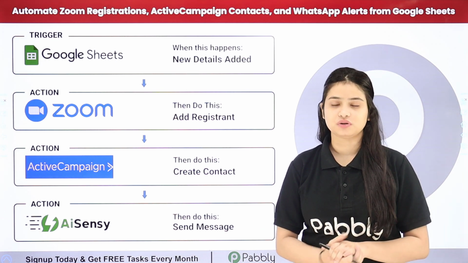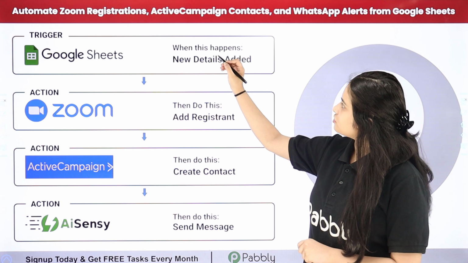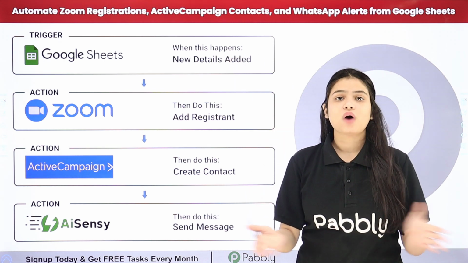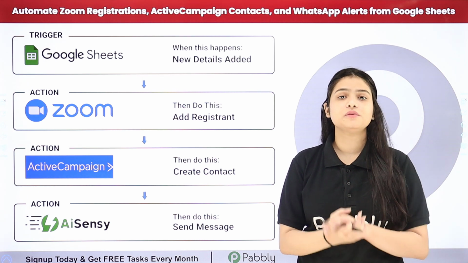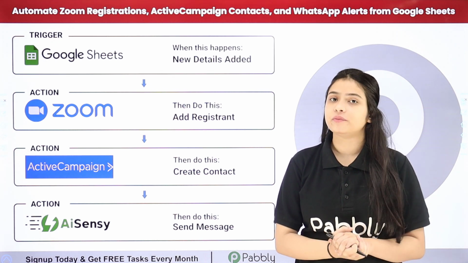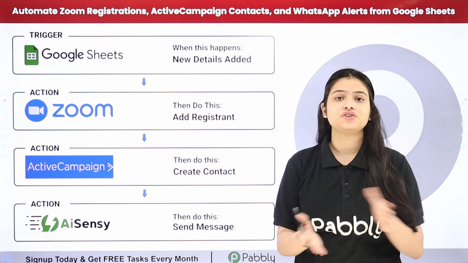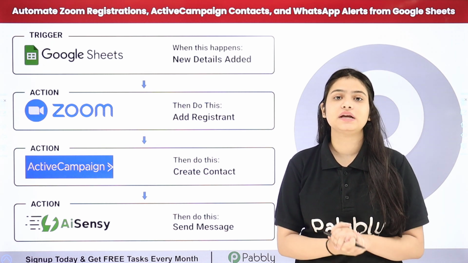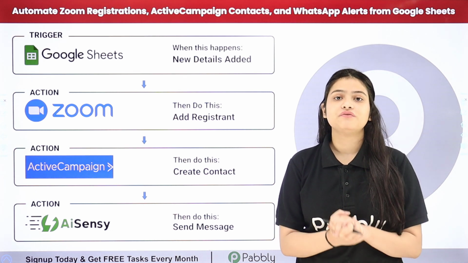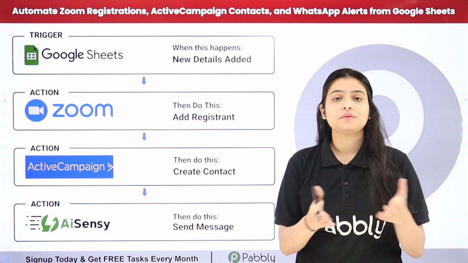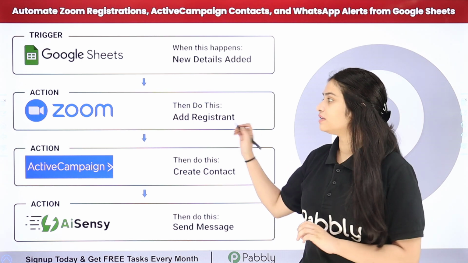In this video, we are going to learn how to automate Zoom registrations, ActiveCampaign contacts and WhatsApp alerts from Google Sheets. So I am a business consultant and on regular basis, I am conducting multiple webinars on different subjects for the businesses. Now here I have created a spreadsheet for all the clients who are going to participate in the webinar, and my objective is that whenever a new client is going to be added in my Google Sheets, automatically that person should be added as a registrant in my Zoom webinar.